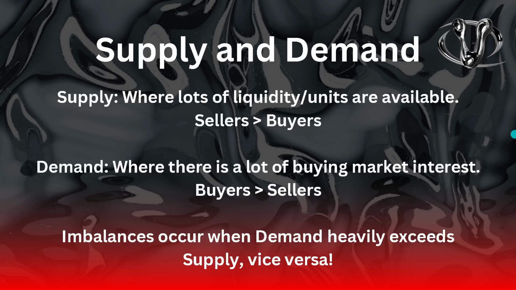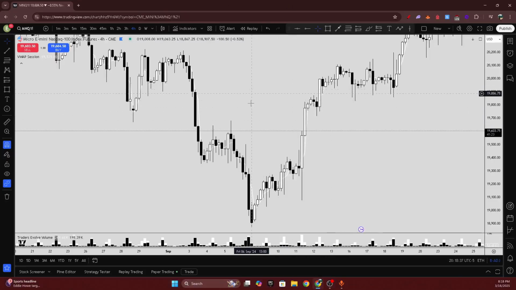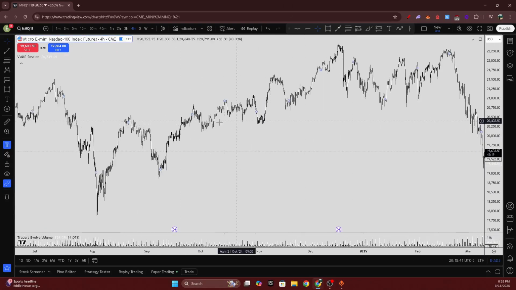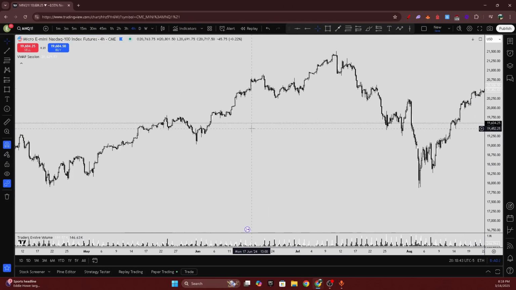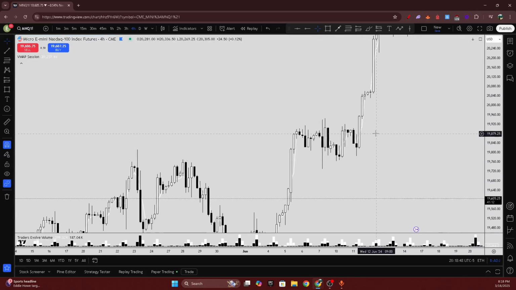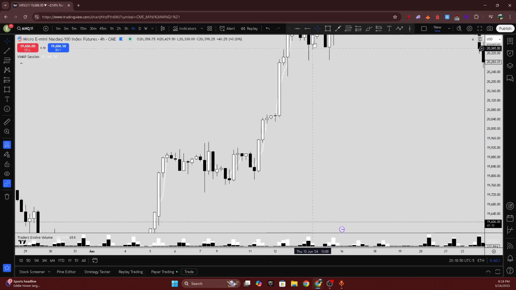So let's take a look at this on the charts as well. I'll be marking everything live with you guys. Here's a blank chart on the 4-hour, and let's go to June 2024, just a random portion of the chart. I'm just looking for zones, and I'm going to teach you how to mark these zones as well.